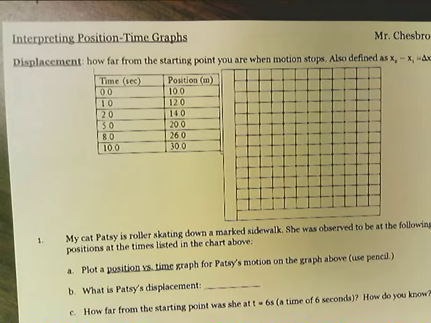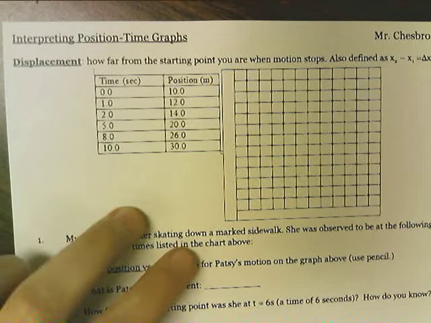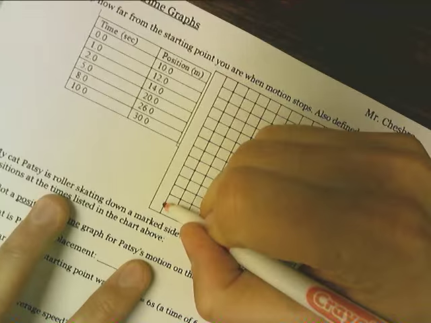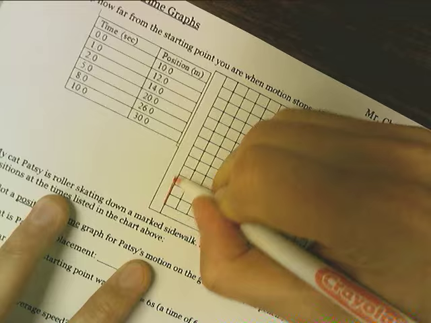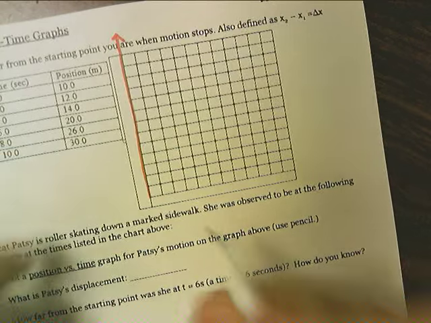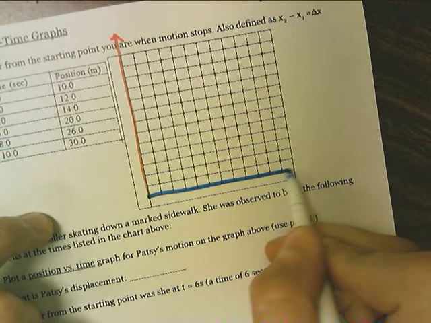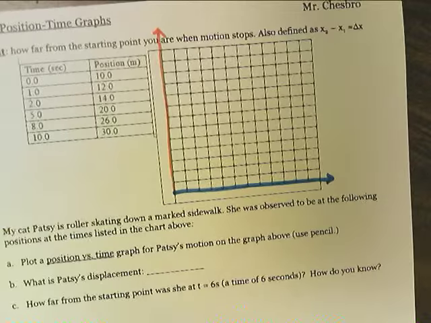Interpreting position time graphs. Let's start out by highlighting the axes of our graph in red and blue. And this will help us tell the difference between our two variables.